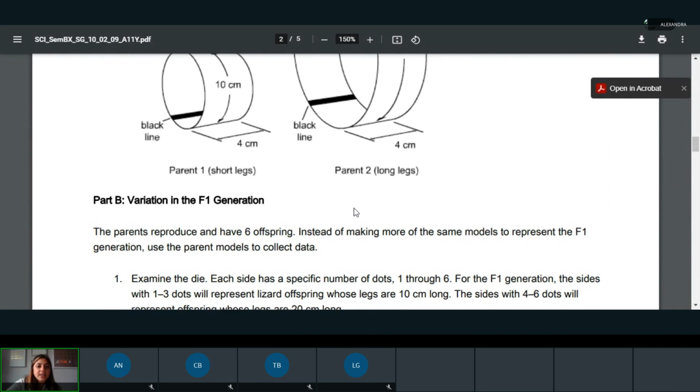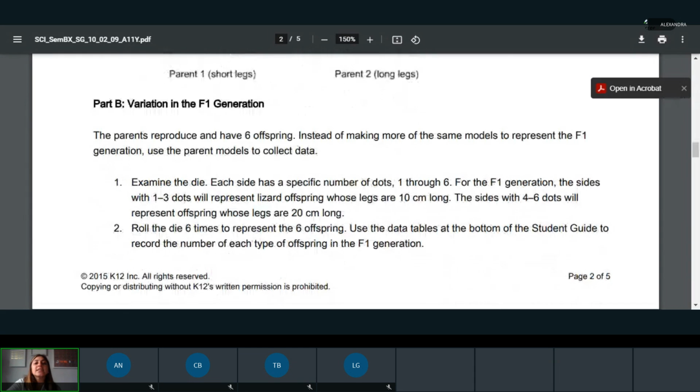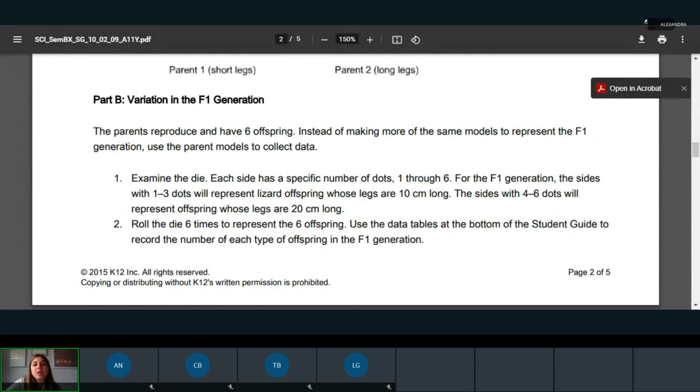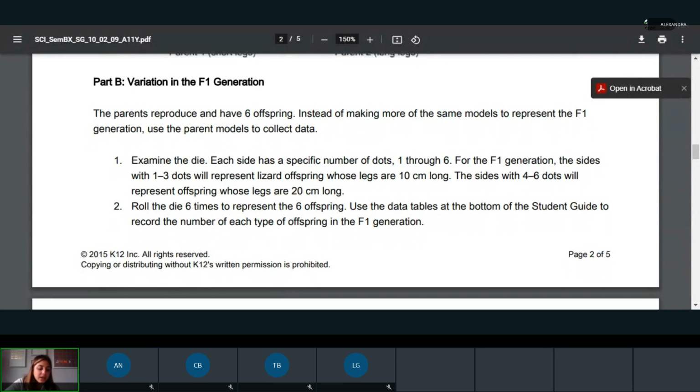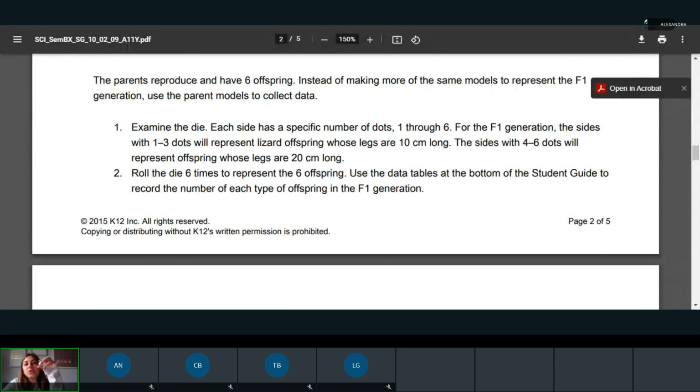Okay, so if we take a look, the parents reproduce and have 6 offspring. Instead of making more of the same models to represent the F1 generation, we're going to use the parent models to collect data. So we are going to use our die, right? Each die has numbers 1 through 6. So for the first generation, the F1 generation, the side with 1 through 3 dots is going to represent the offspring whose legs are 10 centimeters long. So that's going to be our smaller loop. And then the side with 4 to 6 dots is going to represent those with 20 centimeter long legs.